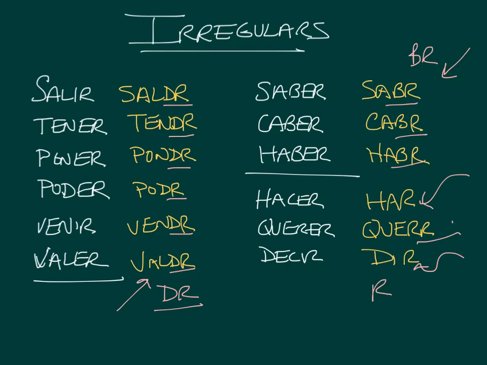What distinguishes the future from the conditional when it comes to the irregulars is the endings that you put on. So if I wanted to do salir in the future, I will leave, saldré, versus the conditional tense, I would leave, saldría. So the irregulars and their stems are the same. The thing that makes them different is the endings that you put on the end.